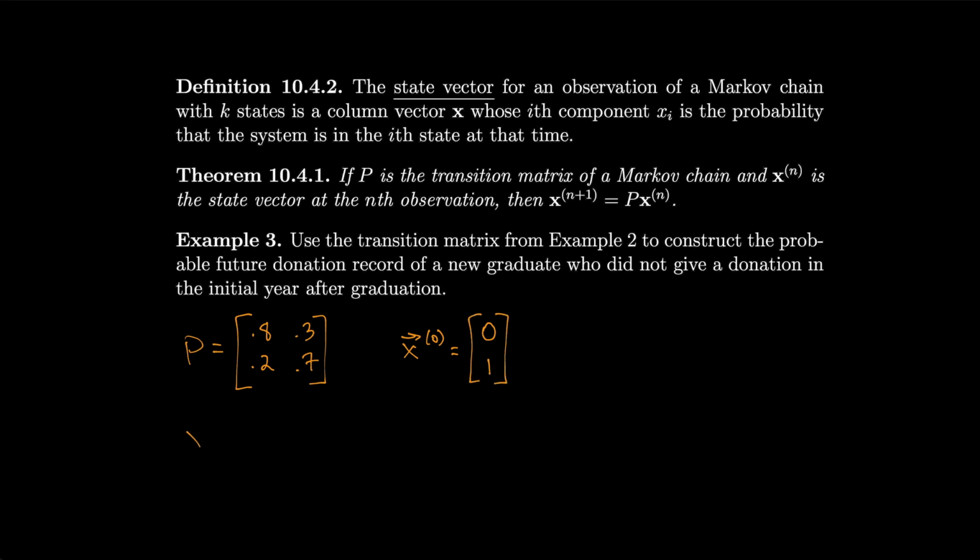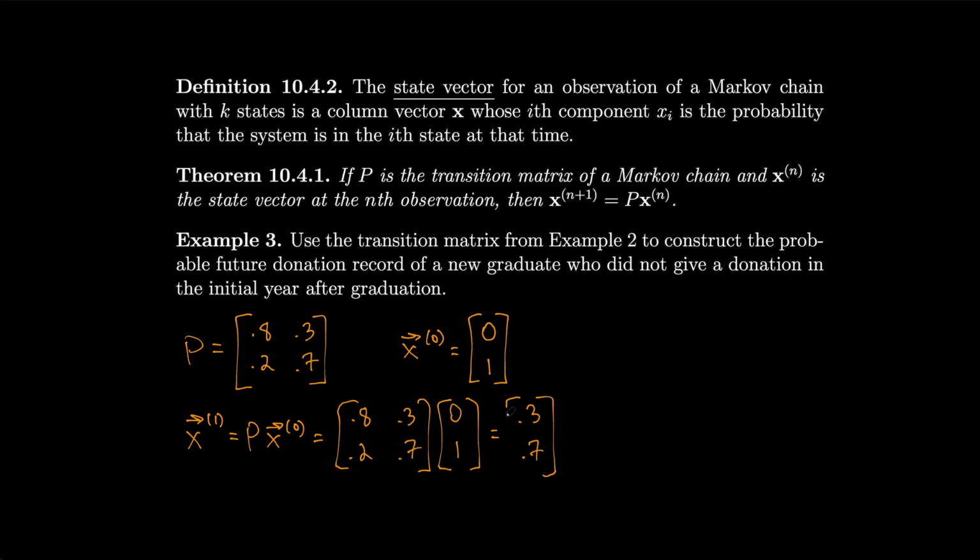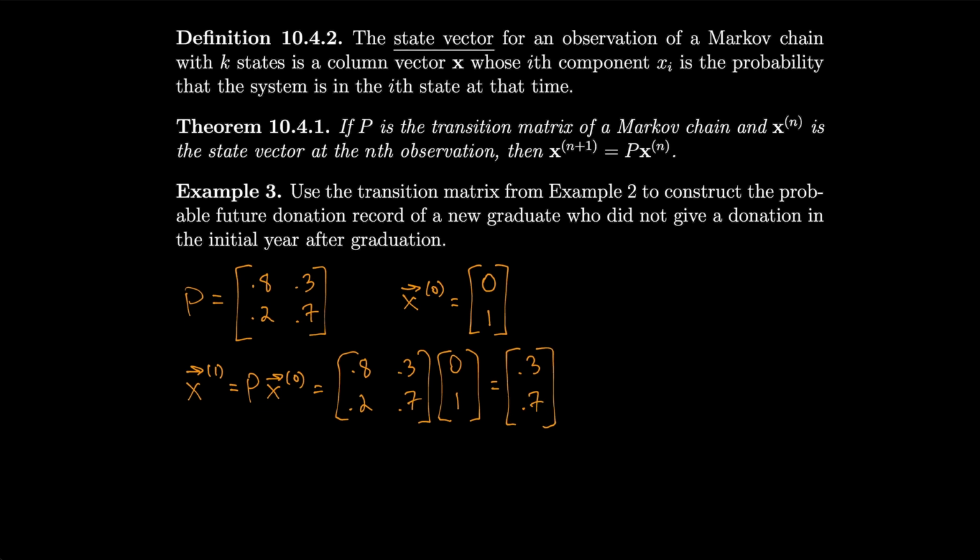So that means that our next state vector, x1, is P times x0. So that's our transition matrix, 0.8, 0.2, 0.3, 0.7 times 0, 1, our x0, and we get 0.3, 0.7. Okay, let's find x2 now.